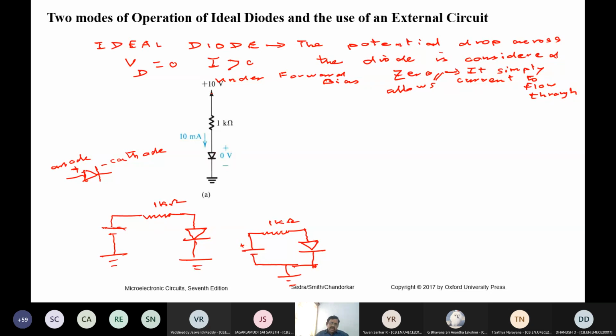This resistor is a current limiting resistor. It determines how much current it allows in the forward bias. If I use a smaller resistance, it will allow more current to pass through. If I use a larger resistance, less current will pass through. So this is a current limiting element, which is a resistor.